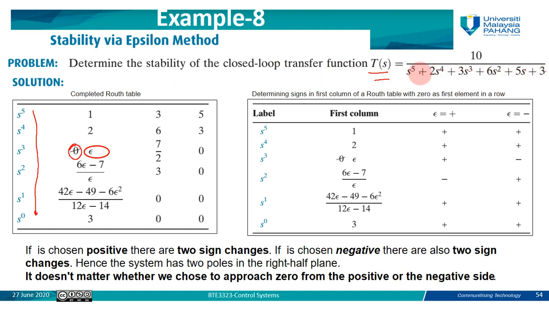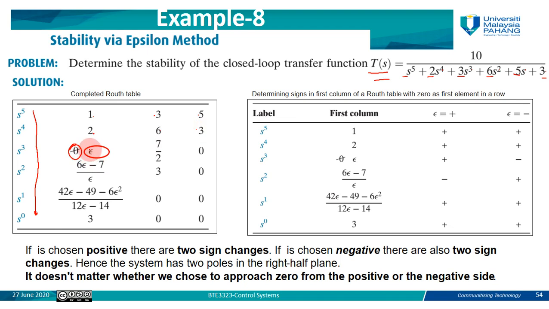The coefficient for s5 is 1. The coefficient for s cubic is 3. The coefficient for s is 5. So these are the coefficients 1, 3, 5 for the odd order powers of s. Then the coefficients of the even powers are 2 for s4, 6 for s squared, and 3 for the constant. So we put 2, 6, 3. Okay, now we construct the rest of the elements.